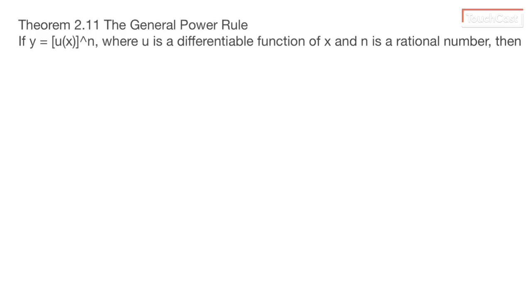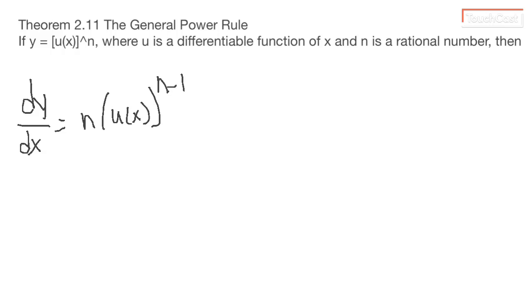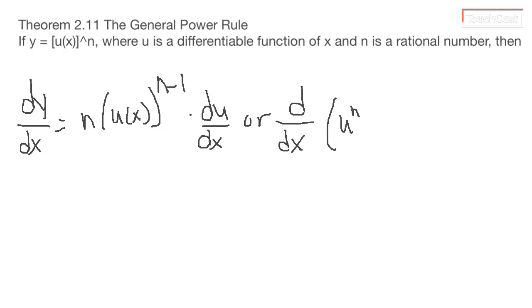We can write it as the derivative of y with respect to x is equal to n times u to the n minus 1 times the derivative of u with respect to x. Or we can write it as the derivative with respect to x of u to the power of n is equal to n u to the n minus 1 times u prime.